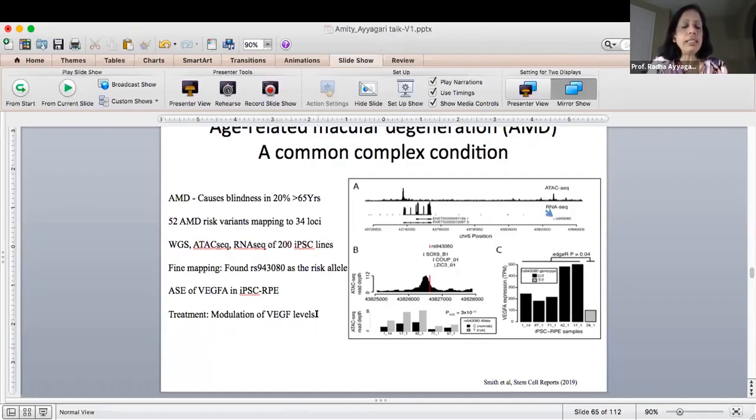Interestingly, the treatment for AMD is associated with modulation of VEGF levels. That is right now the standard treatment for AMD. Although these are all non-coding variants, we can interpret them by identifying their regulatory profiles and how they are regulating, and then one could think about designing therapeutic strategies using this particular information.